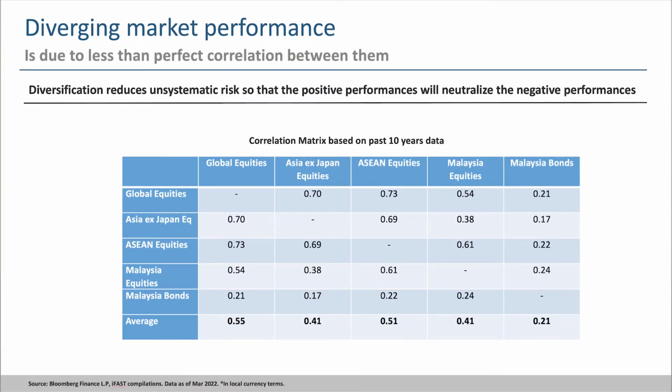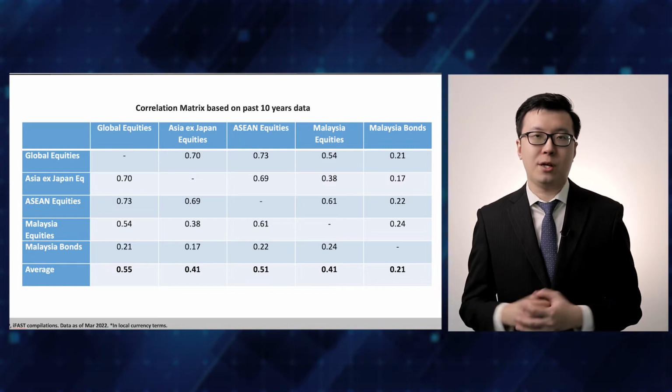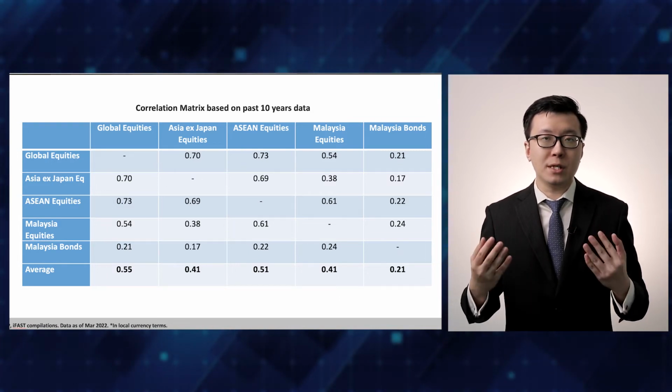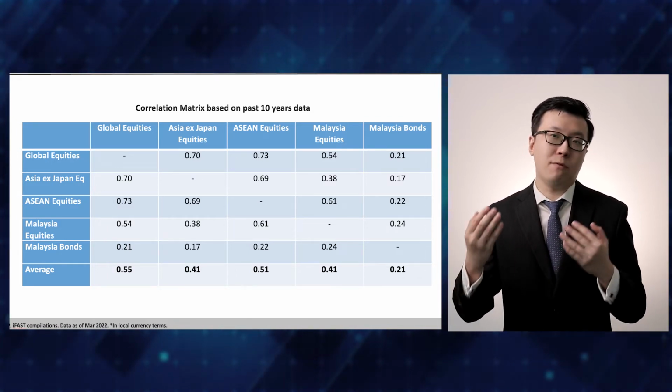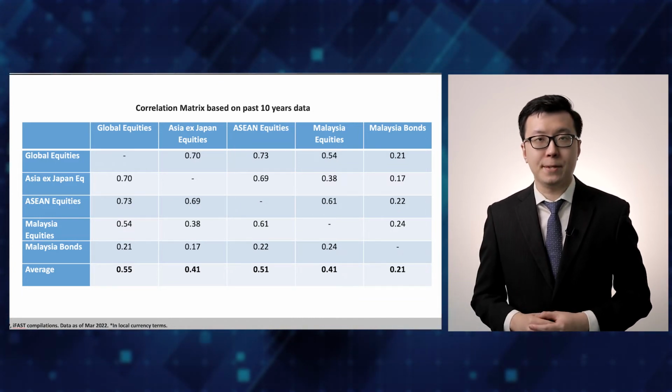This correlation matrix illustrates the correlation of each asset class versus one another, which is represented by the correlation coefficient number. The higher the number, the higher the correlation, and vice versa. What we want is to combine assets that have low correlation, therefore the closer to zero, the better.